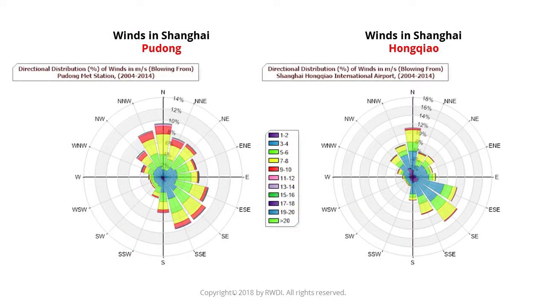Selecting an appropriate data source is critical to understanding the wind conditions at the site. The windrose on the left is for Pudong Airport, which is found to the east of the city center. Hongqiao Airport is to the west. The differences are quite striking. The directionality is approximately the same, but winds tend to be stronger in Pudong, which is not surprising since it is much closer to the coast.